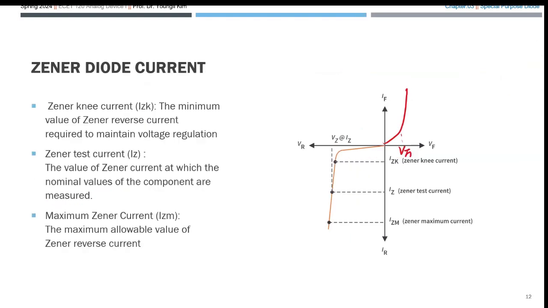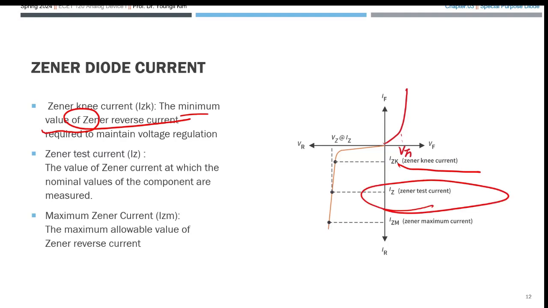So right there they have 3 different parts of the Zener current. The first one is the Zener knee current right there. That is the minimum value of Zener reverse current required to maintain voltage regulation. And then after that, the Zener test current. That was the value of Zener current at which the nominal value of the component is measured. And then the last one is the maximum Zener current, I sub Z sub M, so the maximum value of Zener reverse current. So those are the 3 different points of the Zener currents when reverse biased.